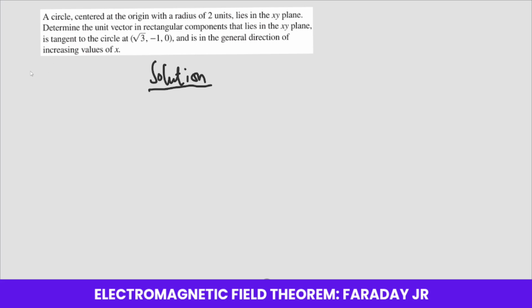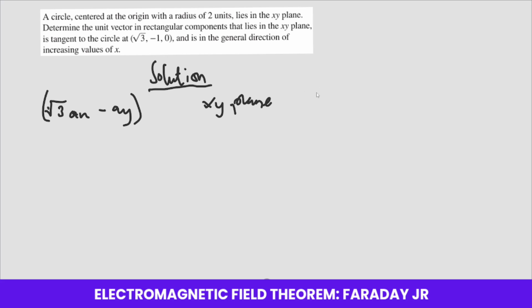So now our coordinates on the circle are given as, let's say, root 3 ax minus ay. That is our coordinate for the circle because it's an xy plane. So how do we find a perpendicular or coordinate tangent to this?